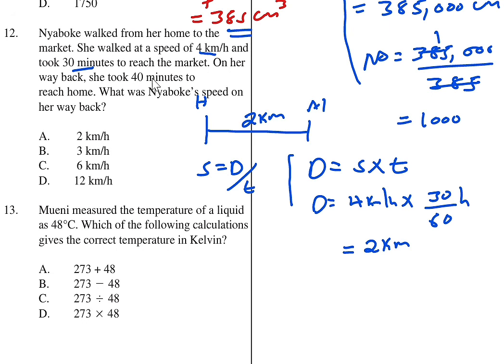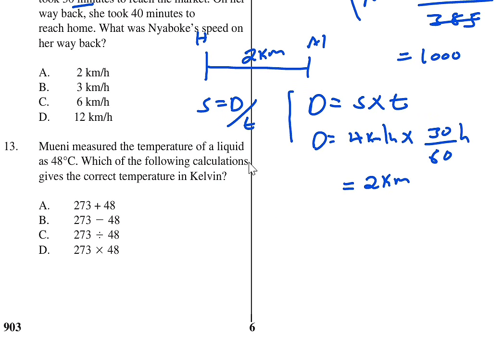On our way back, she took 40 minutes. The distance is still the same, it doesn't change. So you want now to get the speed. We continue. Now the speed will be distance over time. The distance we have found is 2 kilometers, over the time, which we were told is 40 minutes. So we change it, 40 over 60. So 2 kilometers divided by 40 over 60, changing into hours.